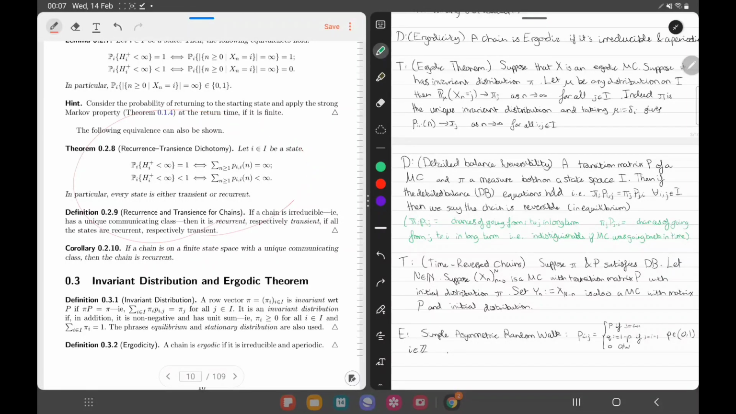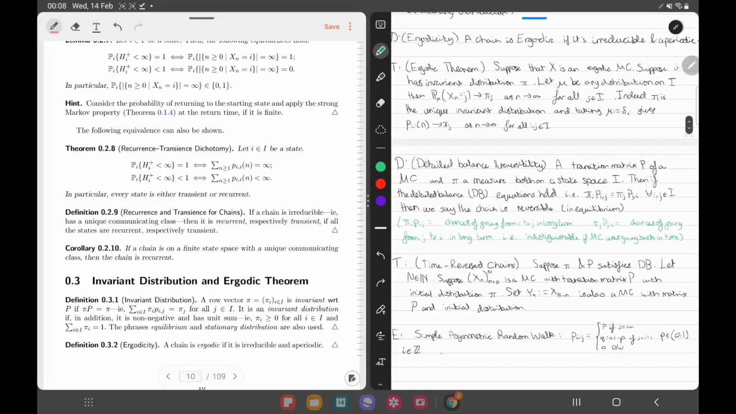If it doesn't make sense, it's like, okay, the chance of me returning to my state in infinite time is one if the sum of the chances of ever returning blows up. Whereas this other one is saying that if I don't blow up with my probabilities of returning in some amount of time, then that's too weak. I need a stronger statement, and that is the one above. So it characterizes whether states are transient or recurrent. That's boring, so let's talk about something else now.